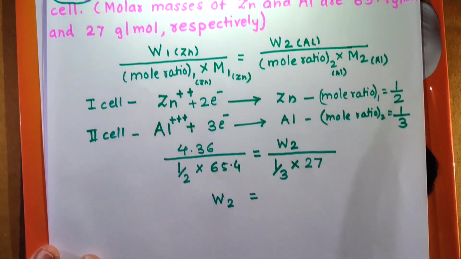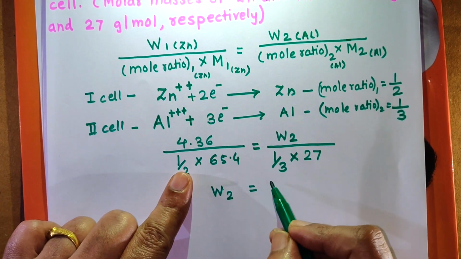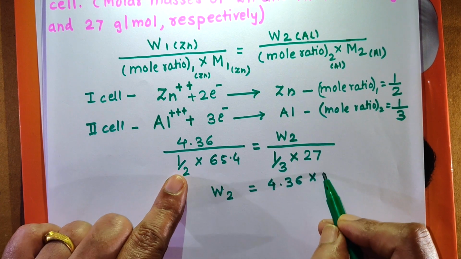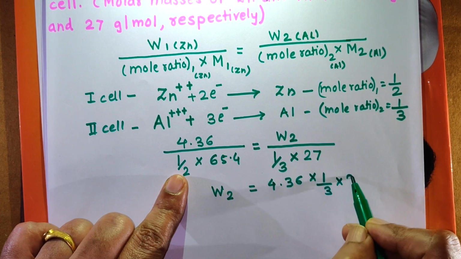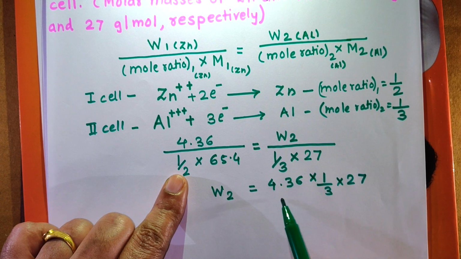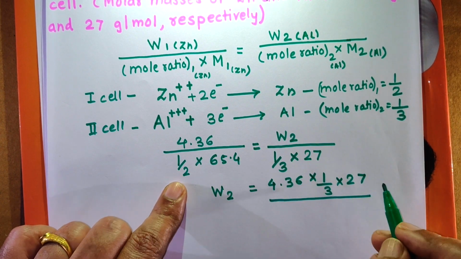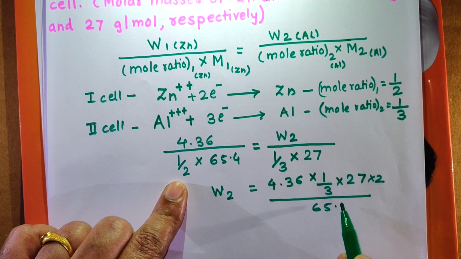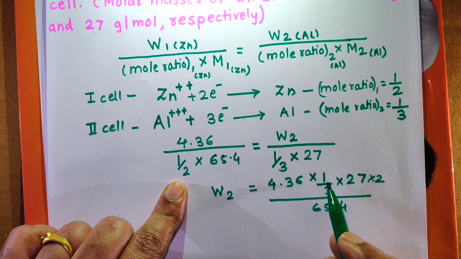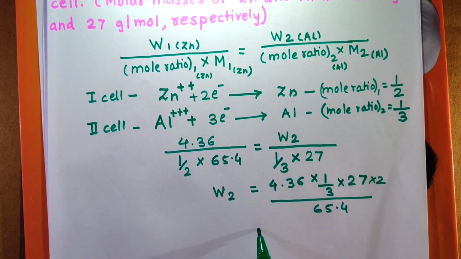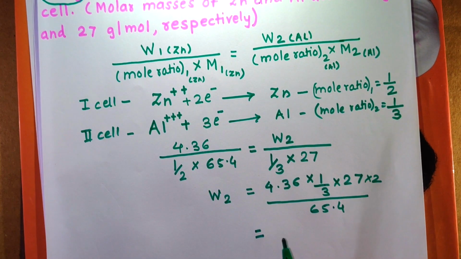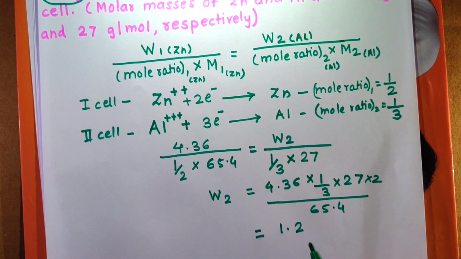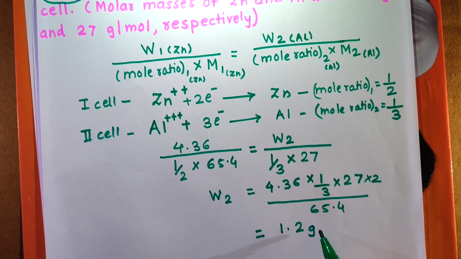W2 is equal to 4.36 into 1/3 into 27 divided by 1 half, which means here it is equal to 2, into 65.4. Here you can divide this value by 3, and if you calculate this value it will be equal to 1.22 grams, sorry, 1.2 grams.